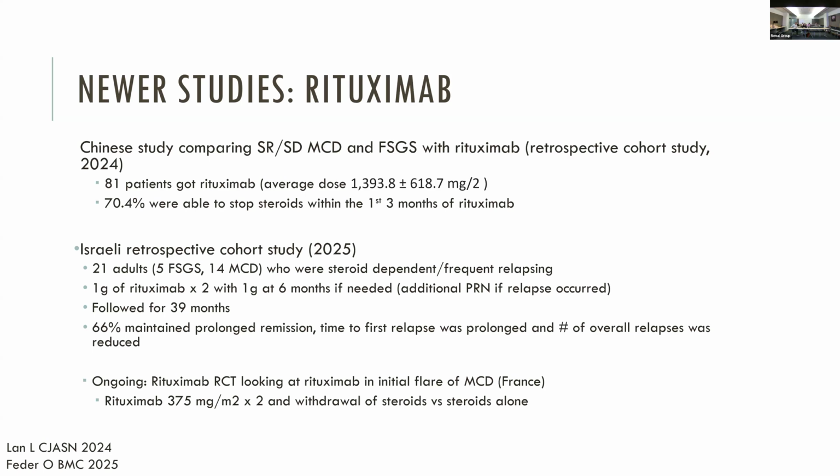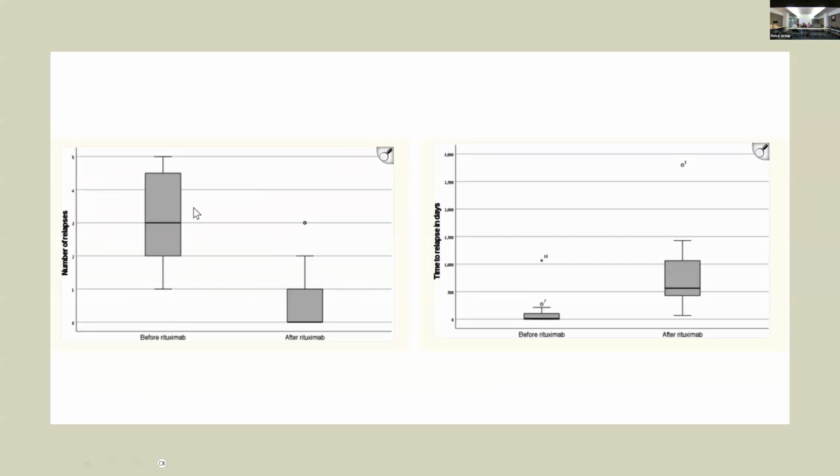It's a little bit smaller, but again, 21 adults, some with FSGS, some with minimal change, who are steroid dependent or frequent relapsing. They got the 1 gram times 2 with an additional 1 gram at 6 months if they needed it, per the doctor's discretion, or additional if they had relapses later on. They were followed for 39 months. 66% of them maintained a prolonged remission. And the first time to relapse was significantly prolonged compared to just steroids, and the number of overall relapses was reduced.